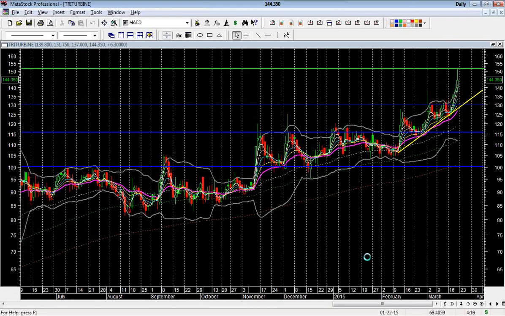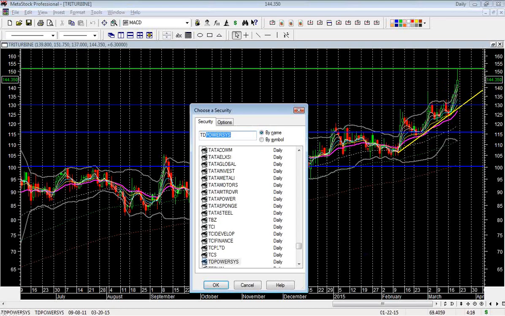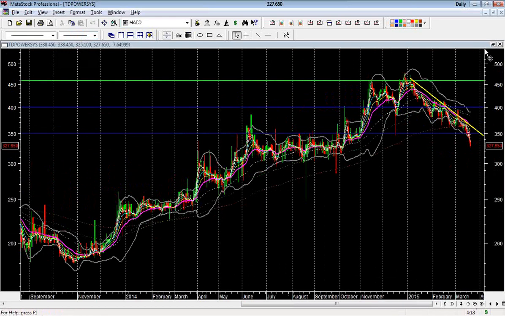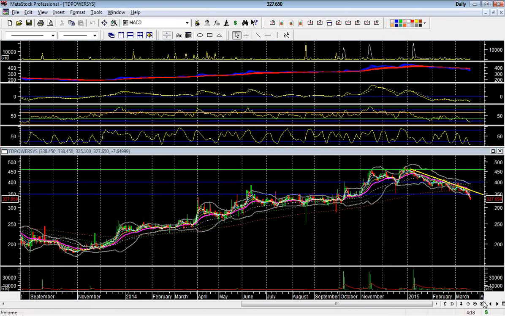Then TD Power Systems, huh? Alright, so that's going somewhere else. Okay, clearly downtrend. No doubt about it at all. And it's breaking important supports also. So 350 broke, 400 broke. It's broken, clearly.